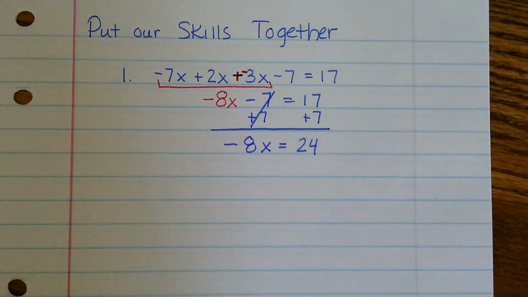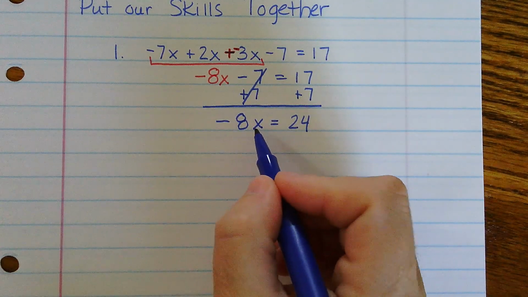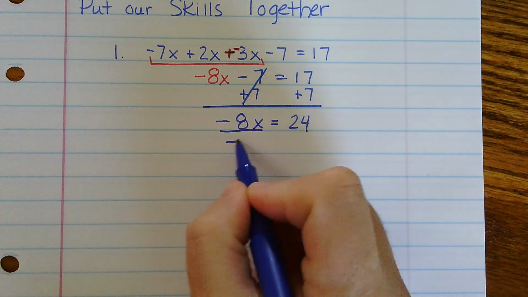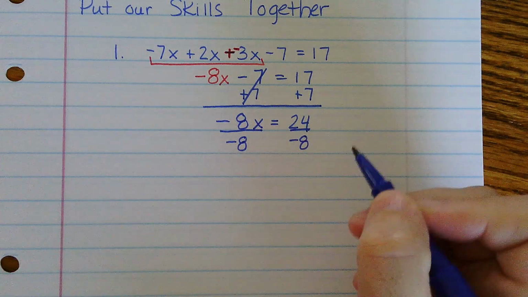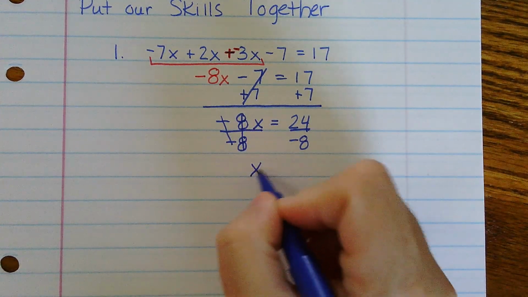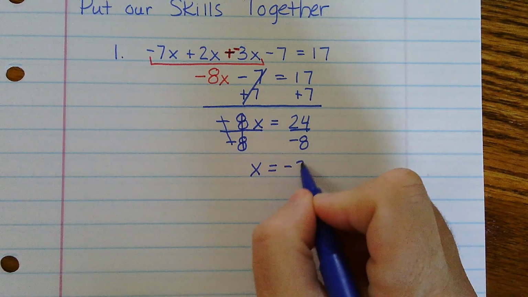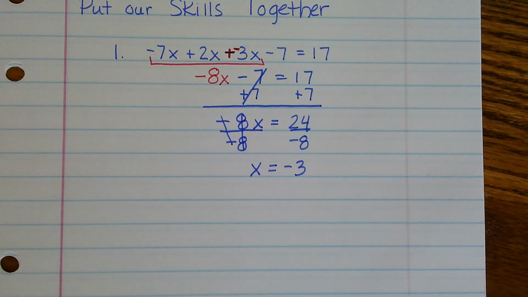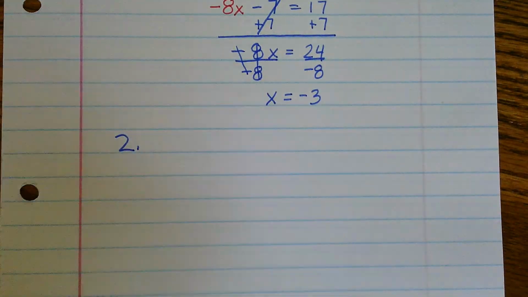Your very last step is going to be your multiplicative inverse, which means you're dividing to get x by itself, except I'm dividing by negative 8 on both sides. Negative divided by negative is positive. 8 divided by 8 is 1. There's your x. And 24 divided by negative 8 is negative 3. So there's your first one. What we're going to do is transition to the second one, and then you have one to try, and you're done for this lesson.